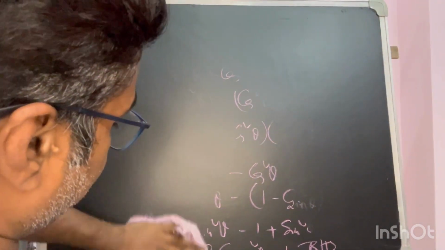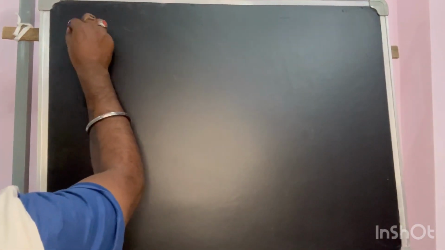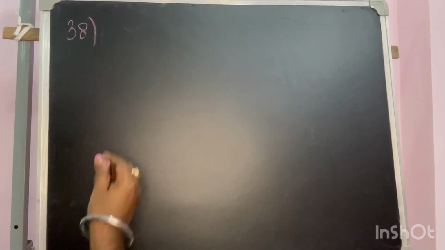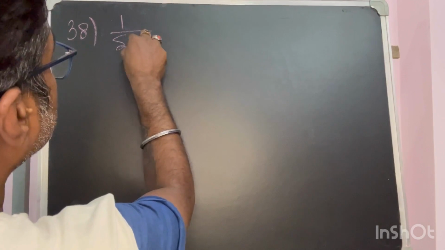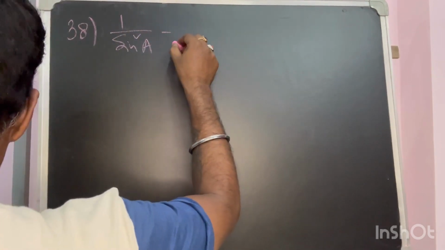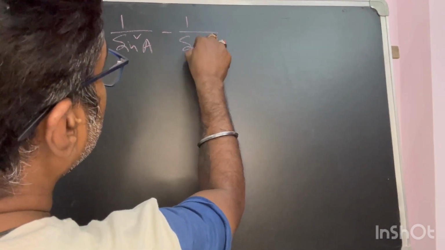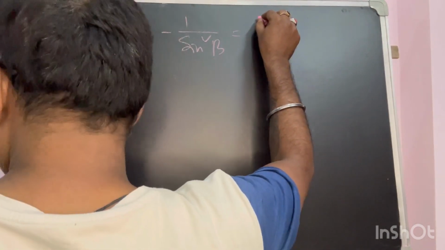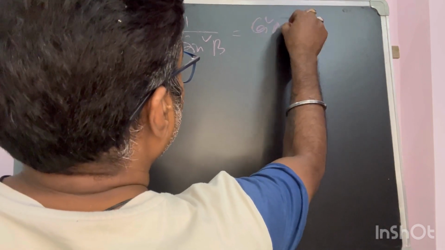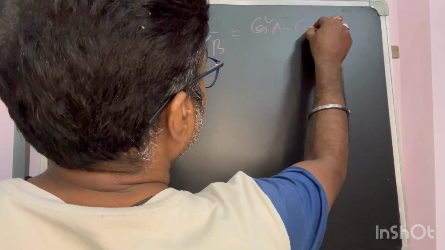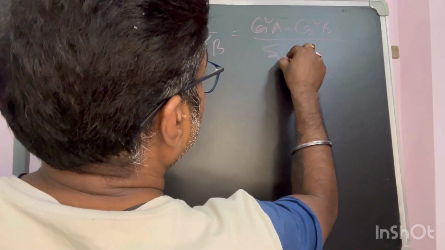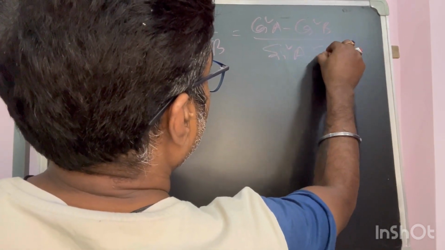Moving to the next, 38. 1 by sine square a minus 1 by sine square b. Now this has to be equal to cos square a minus cos square b by sine square a into sine square b.